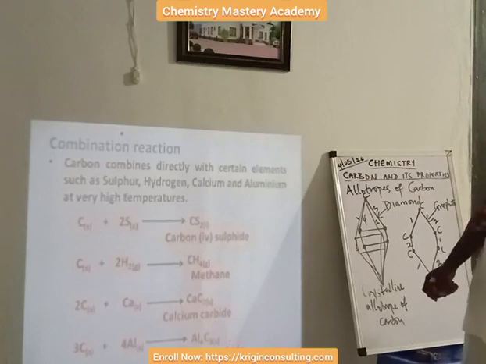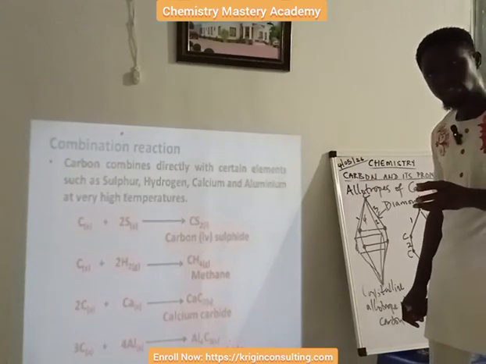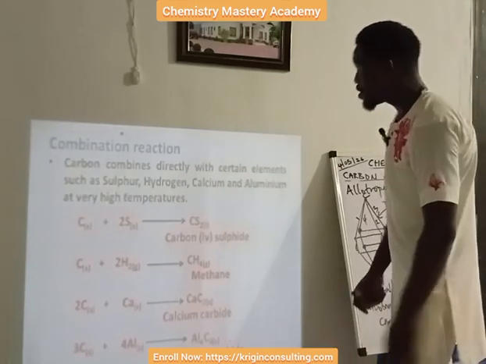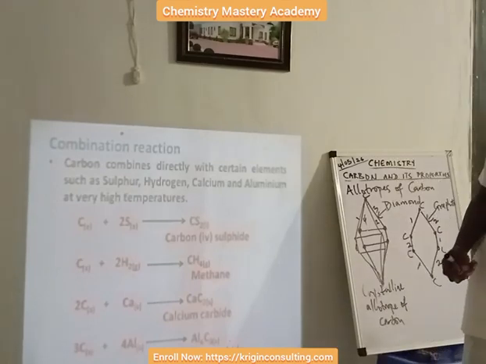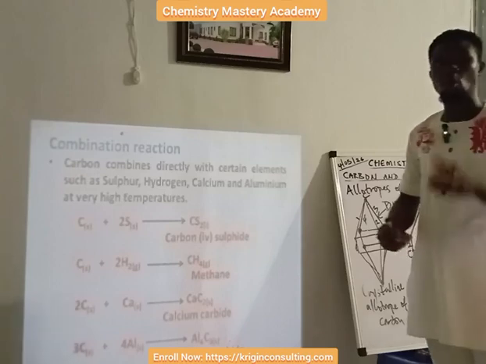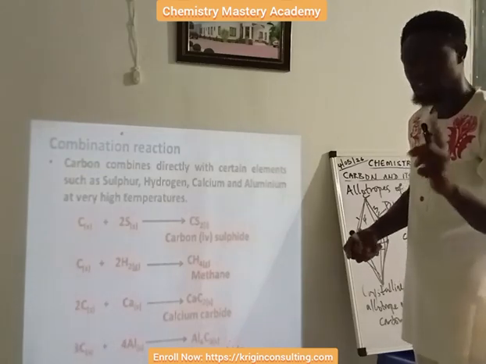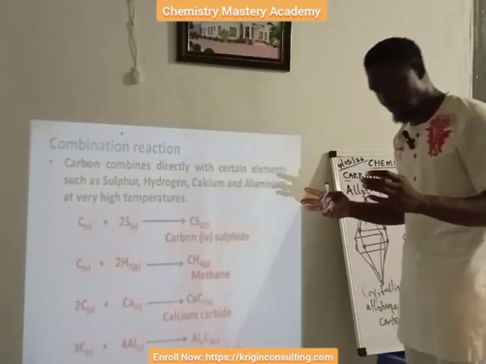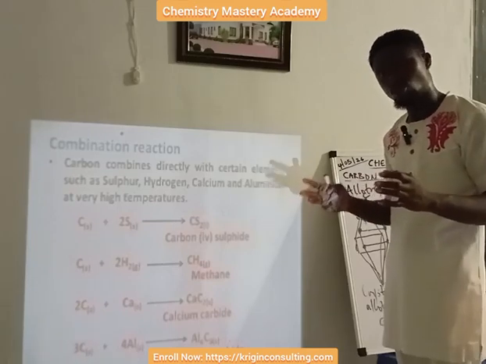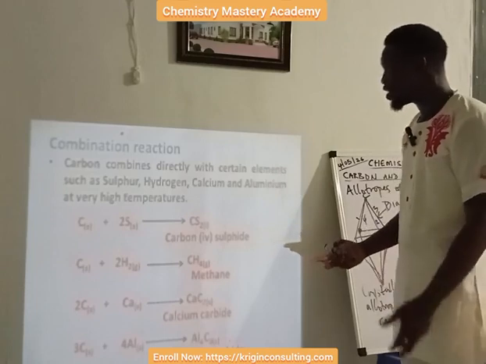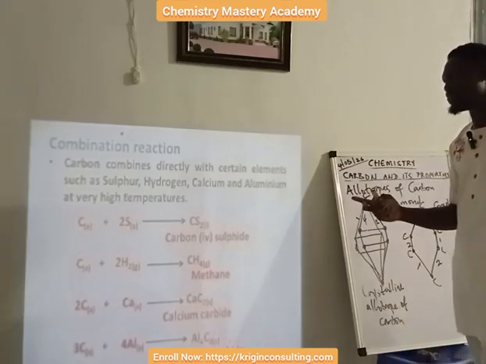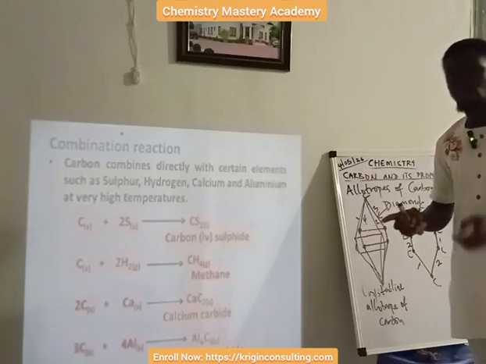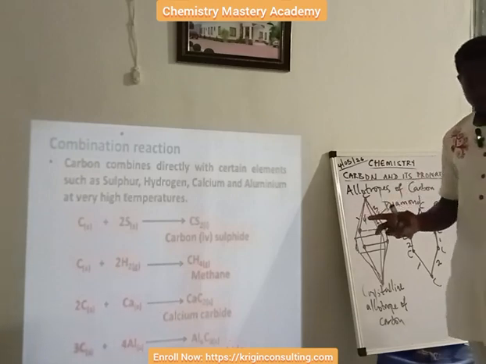So, when there is a limited supply of air, carbon does not burn completely. Now, still on the chemical properties of carbon, carbon undergoes what we call combination reaction. That is, you can combine carbon with another element to form a compound. Carbon combines directly with certain elements like sulfur, hydrogen, calcium, and aluminium at very high temperature to form a compound.